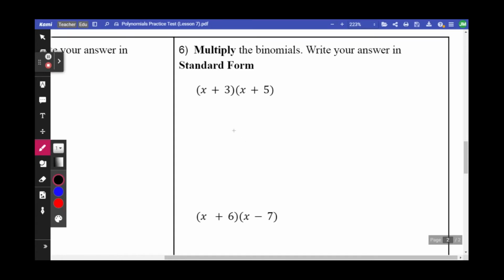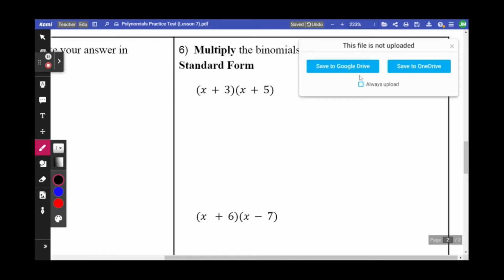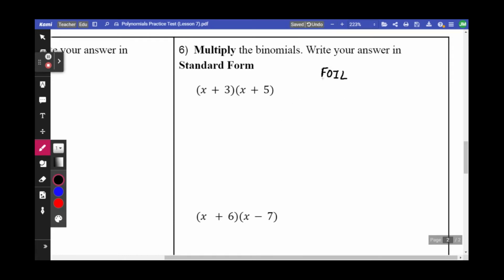All right, number 6, multiply the binomials. Write your answer in standard form. So we're going to do one FOIL, one box. All right, if you remember, FOIL is an acronym for the order in which we multiply these terms. So F is for first.